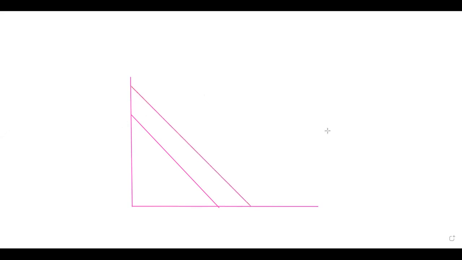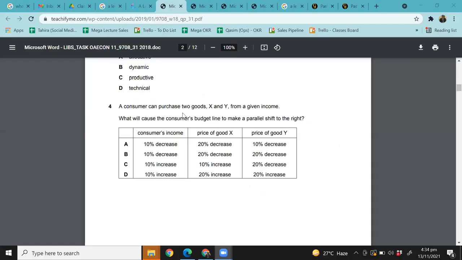Now, if it has to be a parallel shift, and towards outside, it's going out, right? So first thing that you should know is that either the income should increase or the prices should decrease. But the trick part in this question was that consumers' income are never only increasing in the last two cases. But what's the problem with D? If 10% increase in the income, so the budget line will shift outwards, but then the prices of the products are increasing by more than that, right?